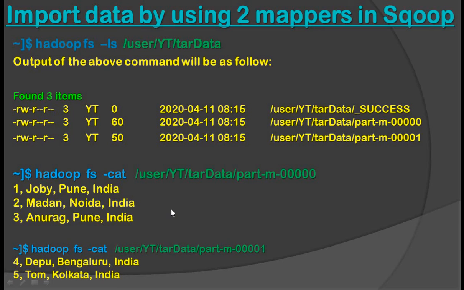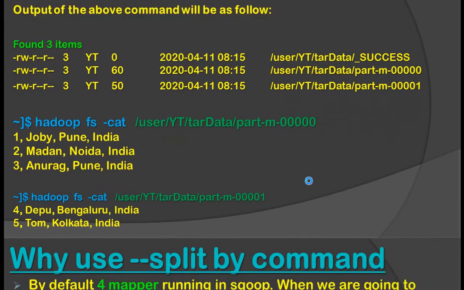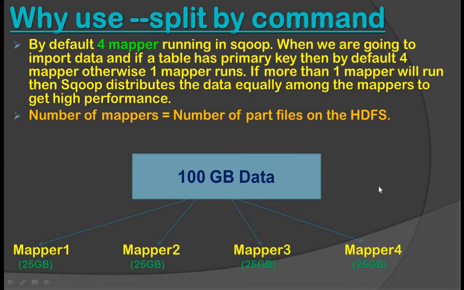Now we will see how the mappers split the records and how data is divided among the mappers. As we know, by default four mappers run in Sqoop when we import data, if a table has a primary key; otherwise one mapper runs. If more than one mapper runs, then Sqoop distributes the data equally among the mappers to get high performance. If more than one mapper runs, then Sqoop divides the data among these mappers.